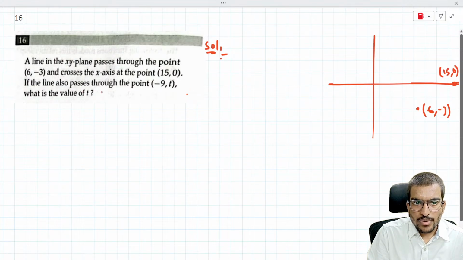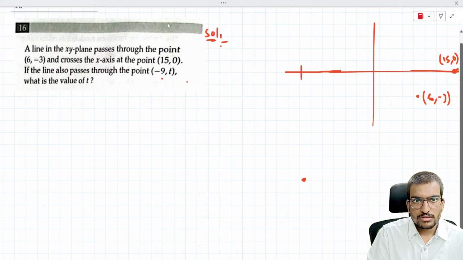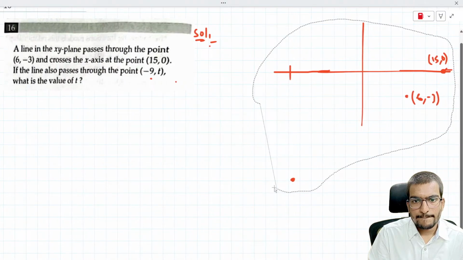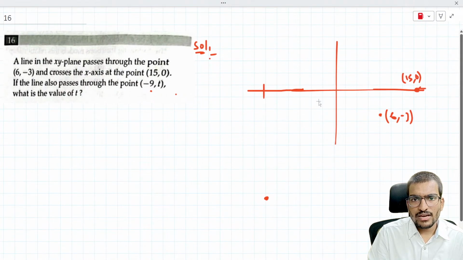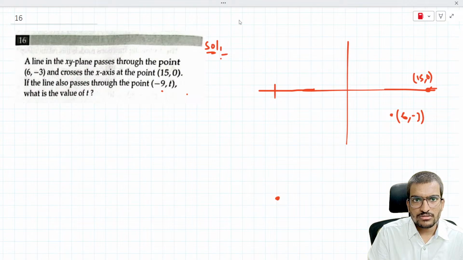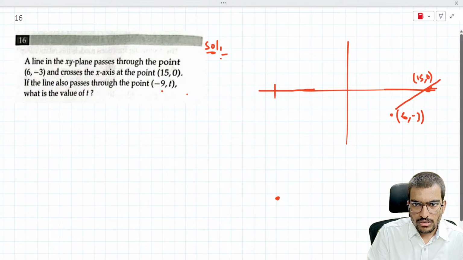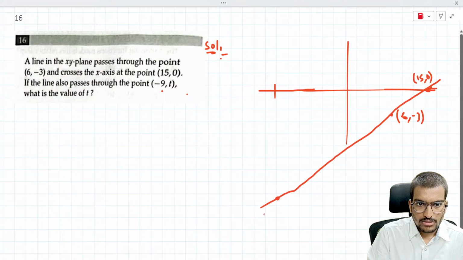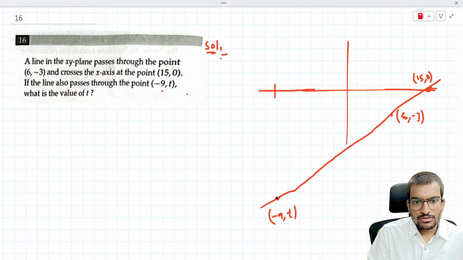If the line also passes through negative 9 comma t, the x value negative 9 will be somewhere here. So let's say we draw a line like this and connect things. I'm just doing this randomly to understand the question better, nothing else. It's not needed. Here it's negative 9 comma t. They gave us three things. Let me reread the question and tell you.